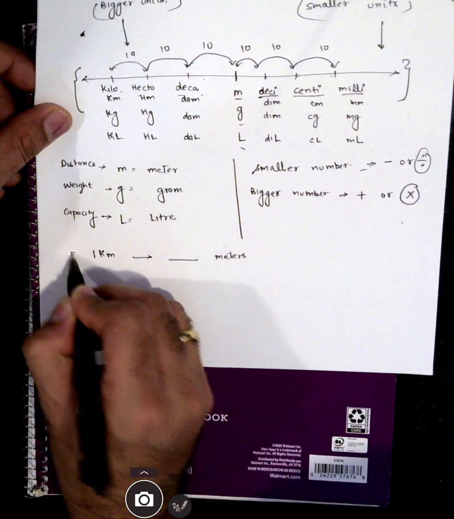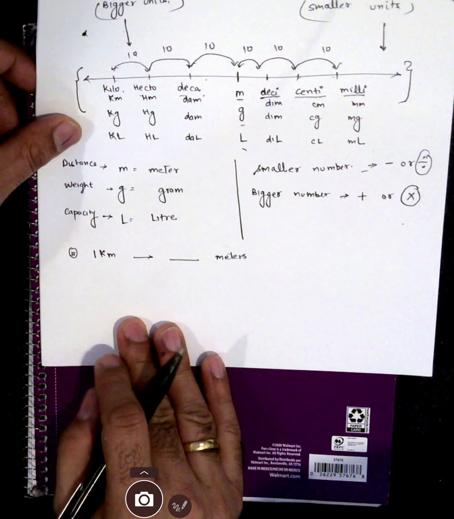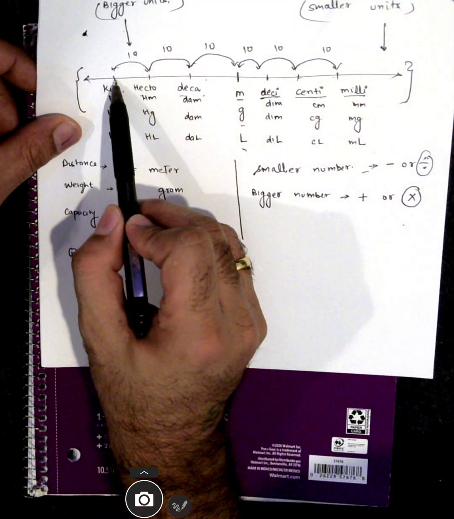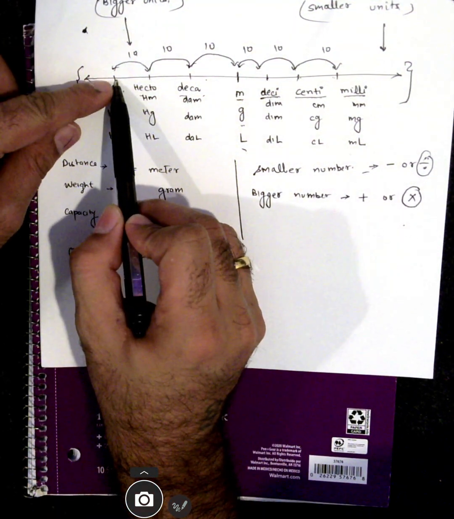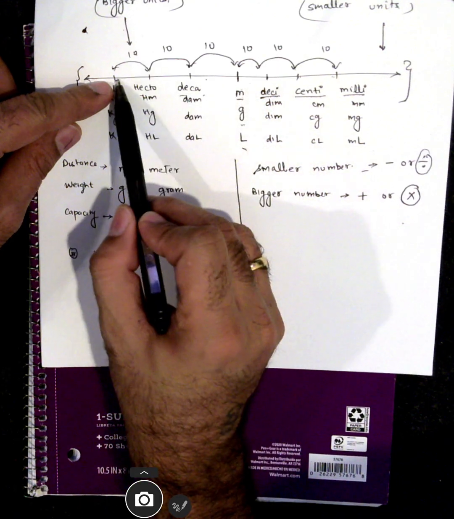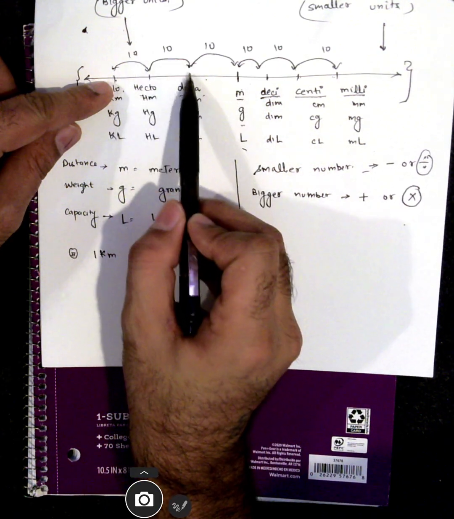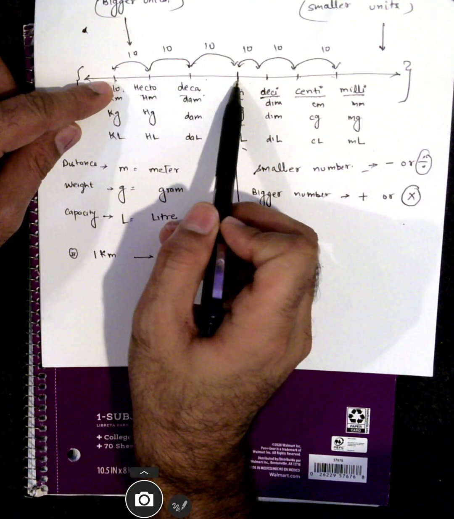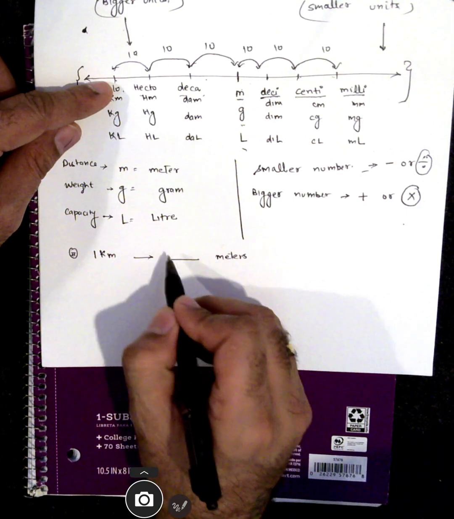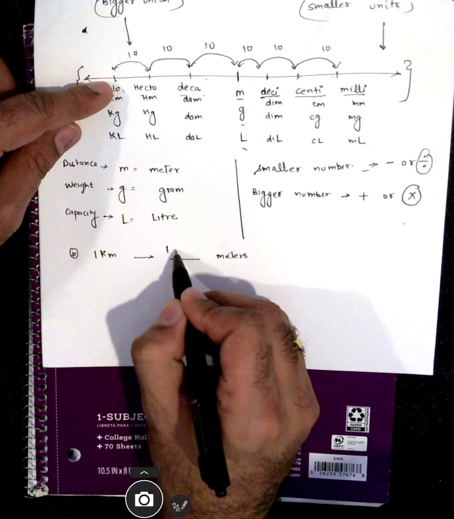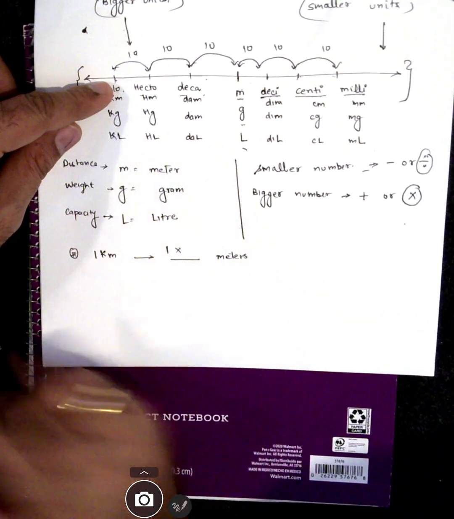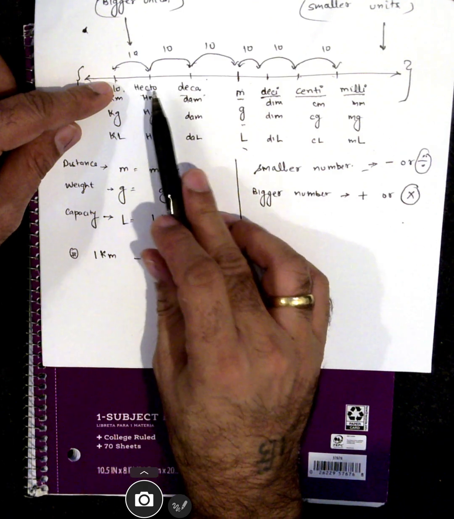Okay, this is our first question. We need to stand on kilo and see how many steps we are away from meter. In this case, we are 1, 2, 3 steps away. So I'm 3 steps away. So I need to write 1 kilo, 1 as it is. 3 steps means 3 tens.